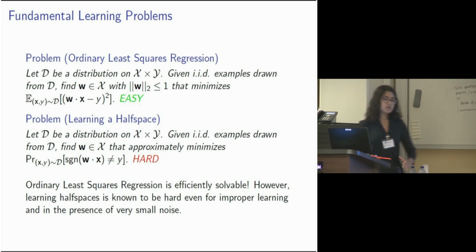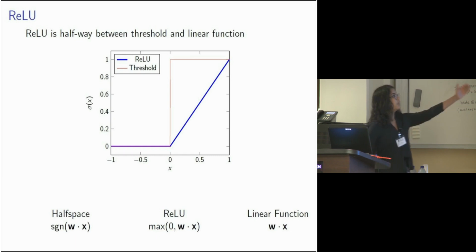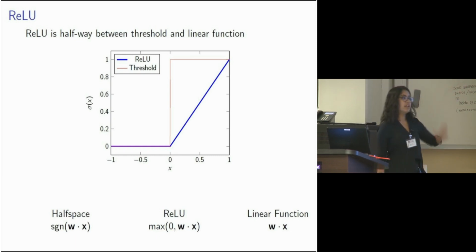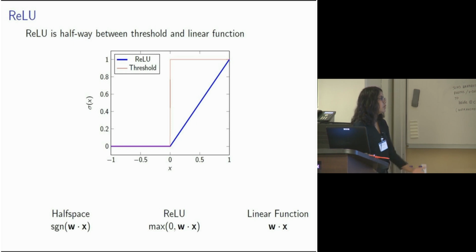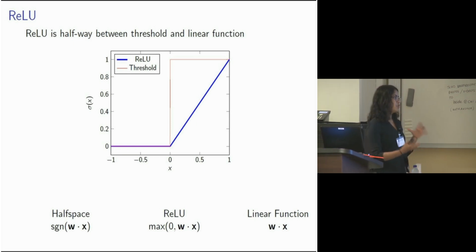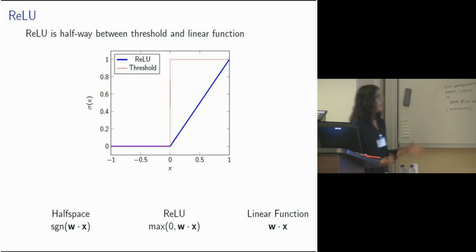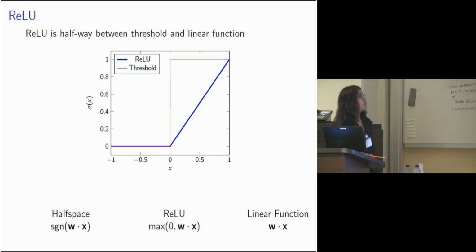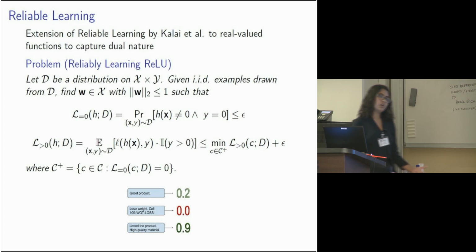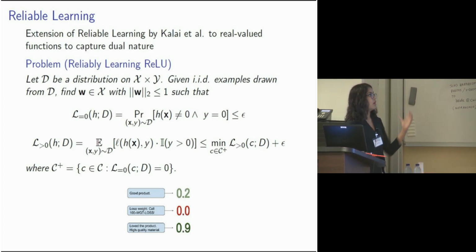Now ReLU is sort of halfway between a half space and a linear function. It's like a one-sided half space. So the motivation for this work is that ReLU seems like it should be somewhere in between in complexity of a half space and a linear function. Another question that it raises is what kind of model or loss function do you look at? Because you either consider the 0-1 loss or the squared loss.